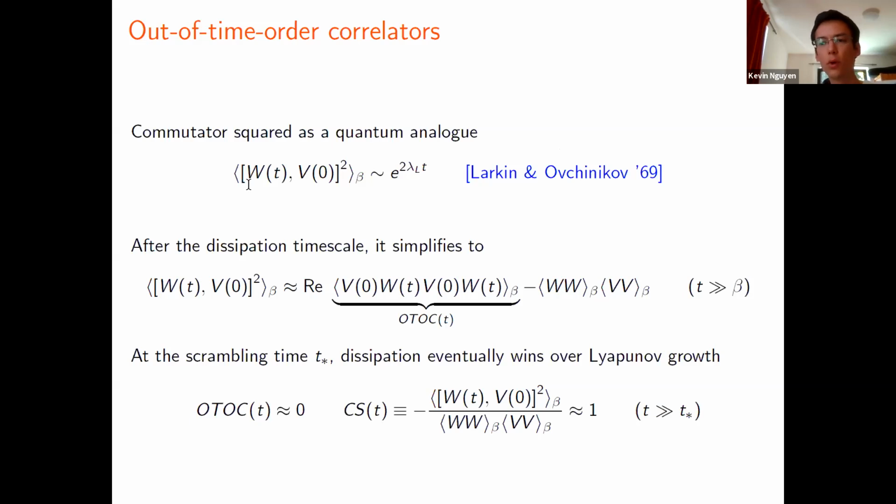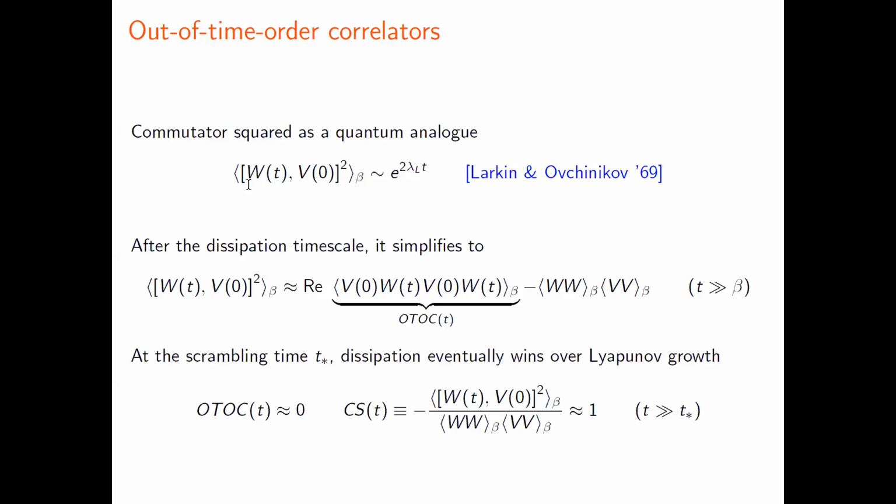But to go from the Poisson bracket to this commutator squared, it's more of an educated guess rather than some formal quantization procedure. Yeah, that answers my question. Thank you. Okay, great.